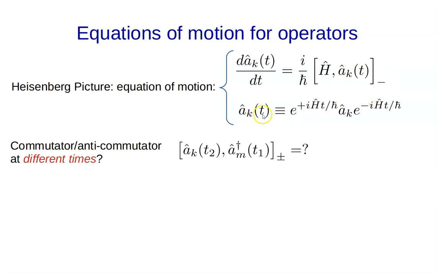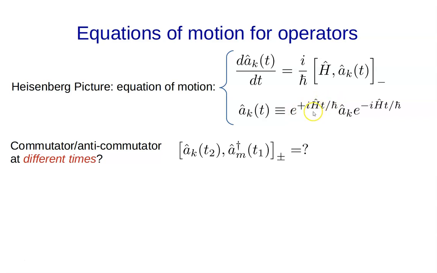And in the Heisenberg picture, you define the operator at time t as this. This is the operator in the Schrödinger picture. So this is the time-independent operator, or if you want, the operator in the Heisenberg picture at t equals zero. And then you multiply this operator on the right by e to the minus i H t over h bar, and on the left by e to the plus i H t over h bar.